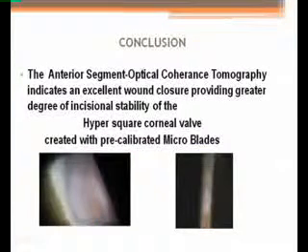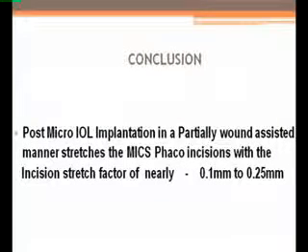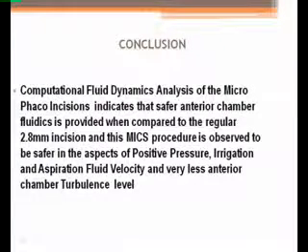To conclude, a 0.1 mm extension on either side width of the microphaco incisions in both the groups leaves the 2 mm or 2.4 mm measured width of the arcuate corneal valve. We recommend a 0.2 mm extension of the microphaco incisions for the implantation of microincision intraocular lenses. In the partially wound-assisted procedure, an overall microincisional stretch factor of 0.1 to 0.25 mm in the measured width of the passive incision size.